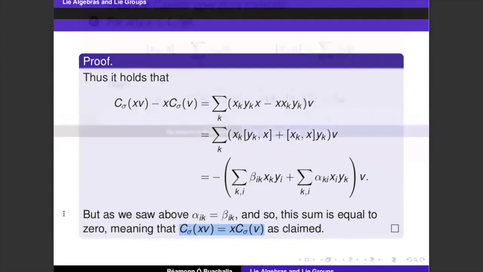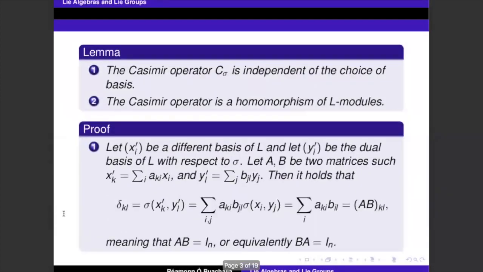Okay. So let's just go back, because there was a lot of technical argument there. What have we done? We've basically identified this canonical operator, the Casimir operator, introduced in terms of a choice of basis, but then shown that it was independent of the choice of basis. And why are we interested in it? Well, we're interested in it because it's a very useful way of producing an L module map. That's the essential property of the Casimir that we're interested in. That it's a way of producing L module maps.